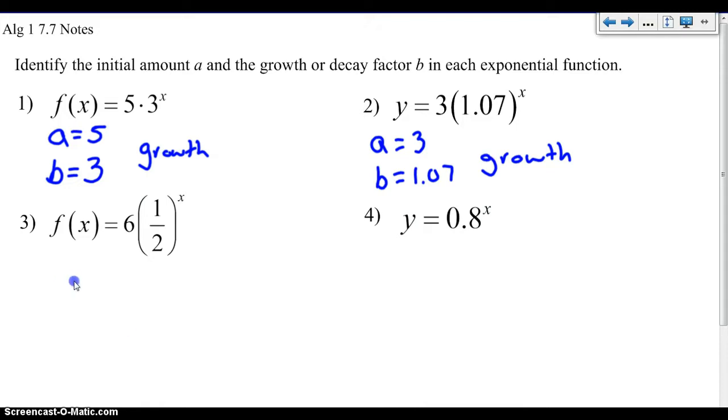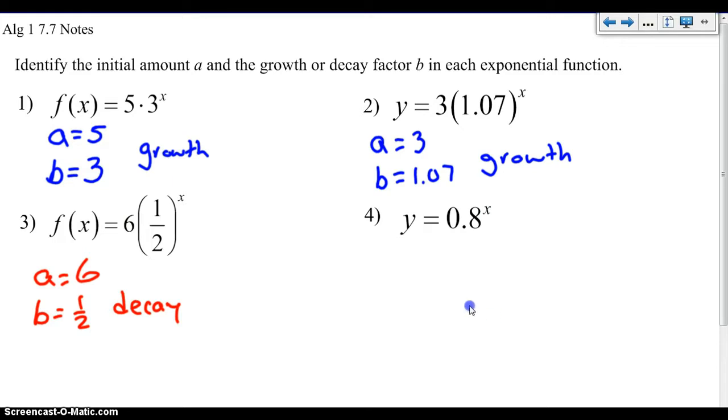Then things begin to change. If you look at number 3, the A value is real simple to pick out. It's just this coefficient out here, 6. But then the B value, what's being multiplied each time, is 1/2. And because that's less than 1, we're talking about decay.